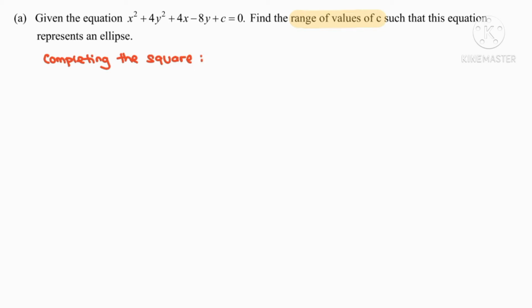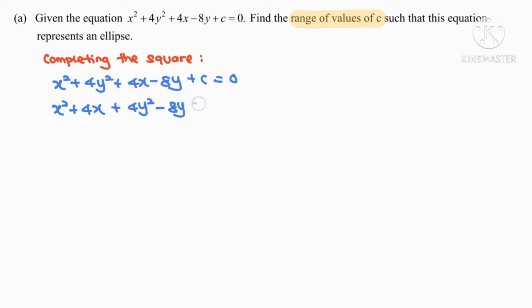So given the general equation of an ellipse is x squared plus 4y squared plus 4x minus 8y plus c equal to 0. Now let us begin by grouping separately the x terms and the y terms. So we have x squared plus 4x plus 4y squared minus 8y equal to negative c. Before we can complete the square, we have to make sure that the coefficient of x squared and y squared is 1.